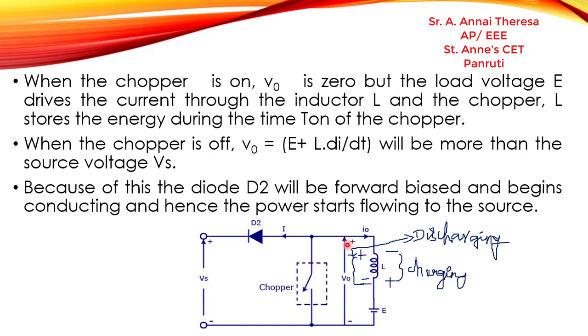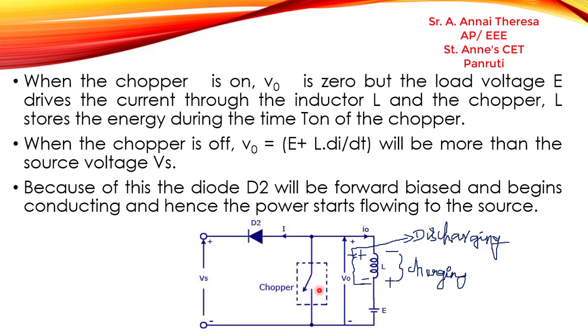When the chopper is on, what will happen? When the chopper is off, what is the working condition? First let us consider the chopper is on, that is the switch is closed. Under this condition, this diode is reverse biased, so it will not conduct.